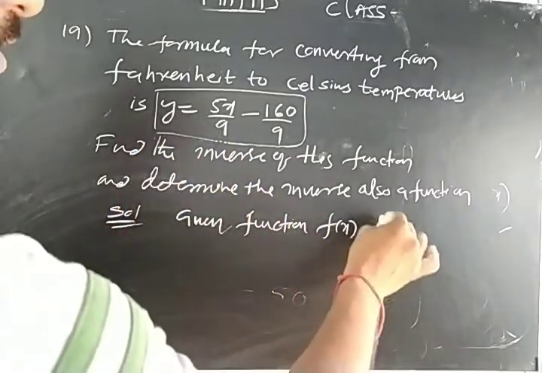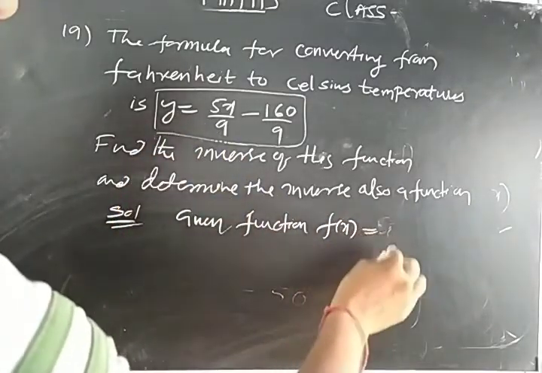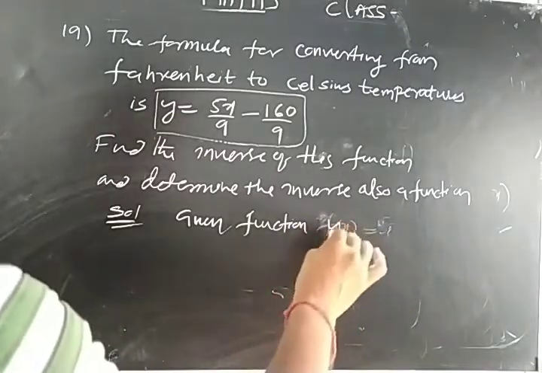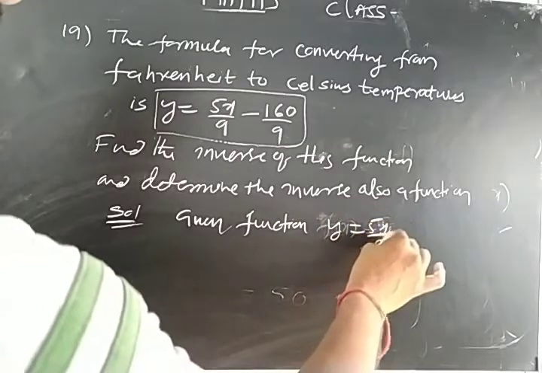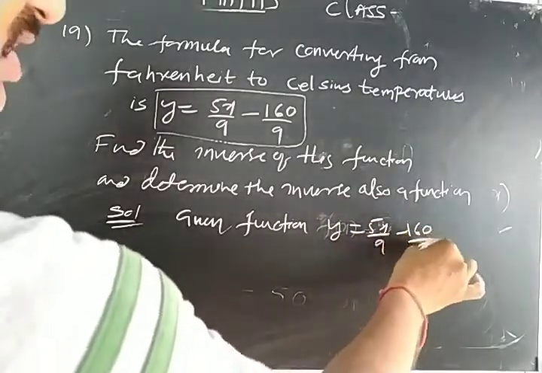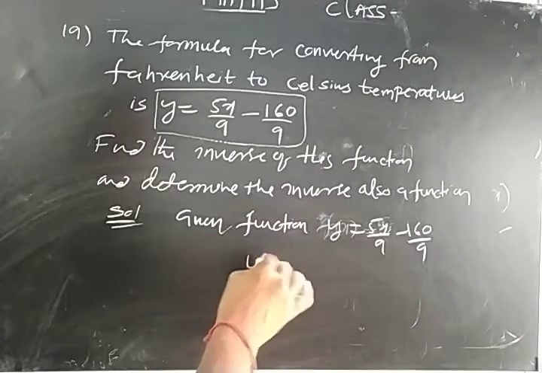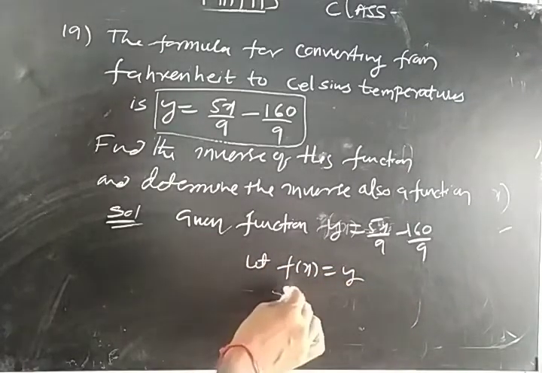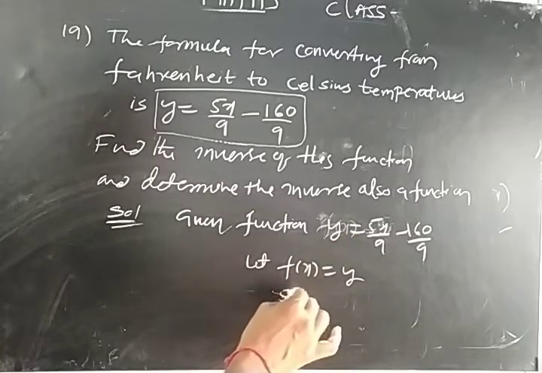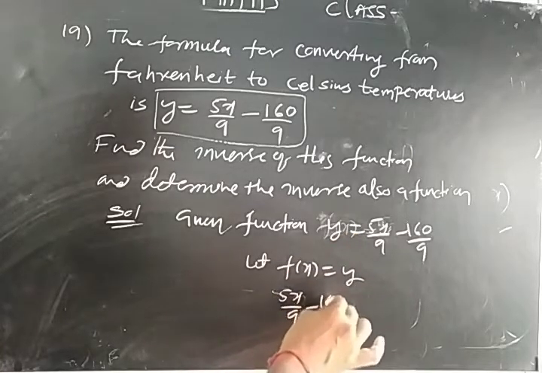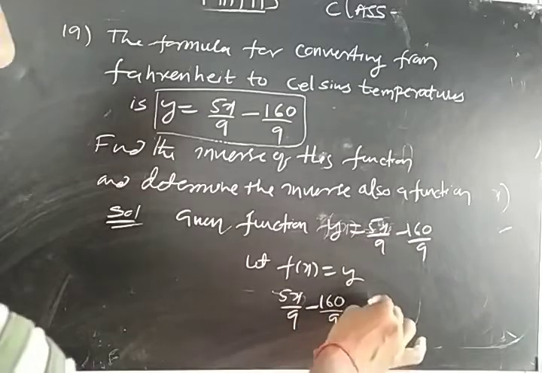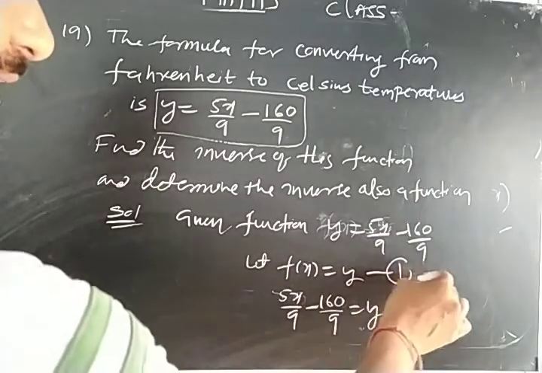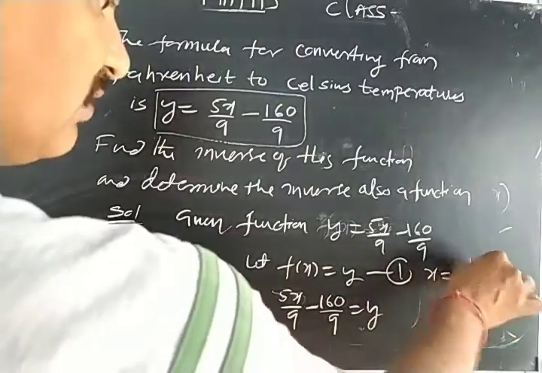F of x is equal to, here the given function y equals 5x by 9 minus 160 by 9. This is the given function. I am taking f of x equal to y. F of x and y both are equal, right? F of x, what is the definition? 5x by 9 minus 160 by 9 is equal to y. So equation 1. From this, send f to the right hand side, x equals f inverse of y.